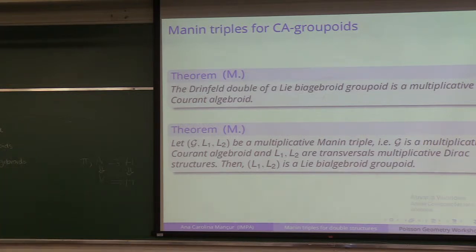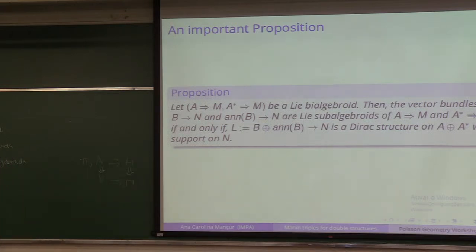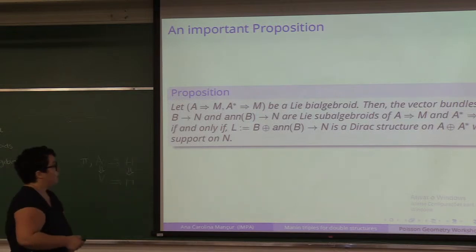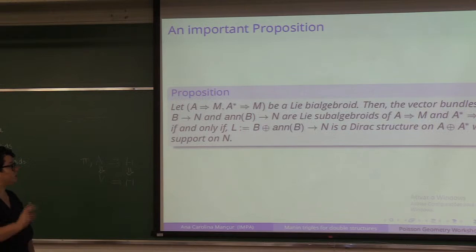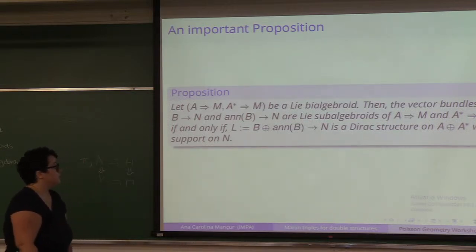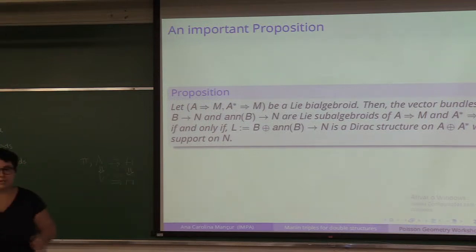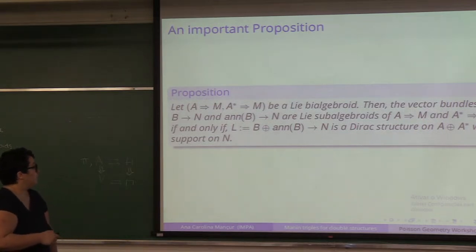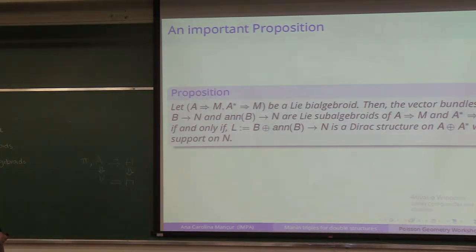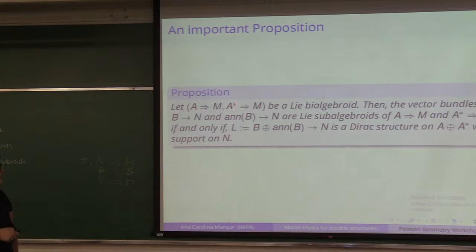And about the proof of these theorems, we use this proposition here that says that if you have a Lie bialgebroid and two bundles, B over N and the annihilator of B over N, then they are subalgebroids if and only if there is a Dirac structure on this double here. And this proposition was made first by Liu, Weinstein and Xu, but they did that considering the base B everything. And I did this proposition considering the support.